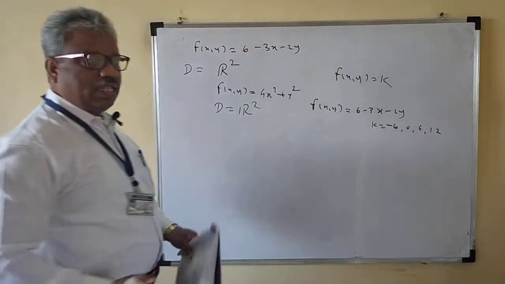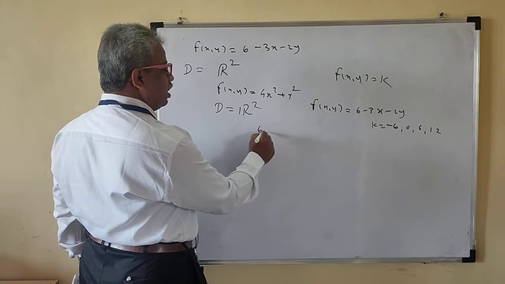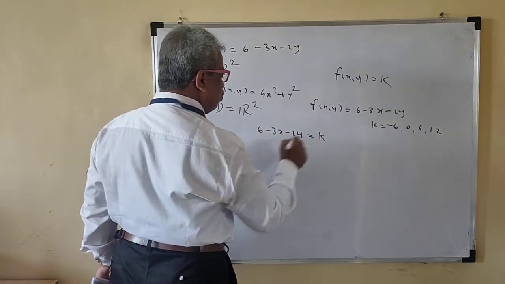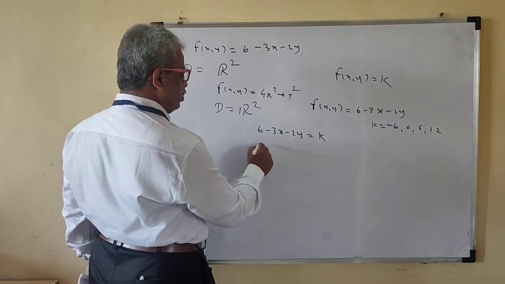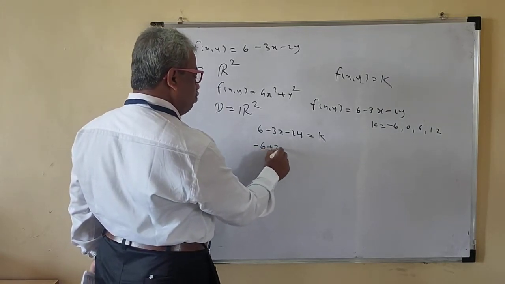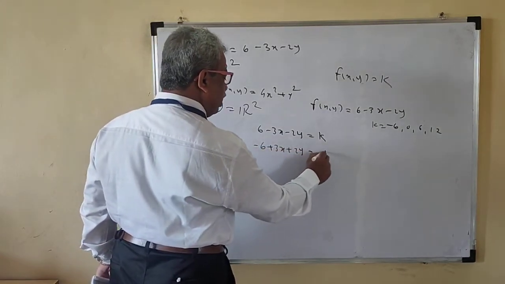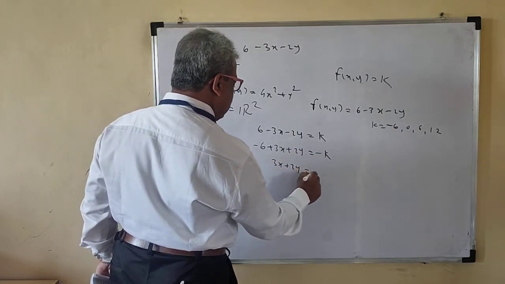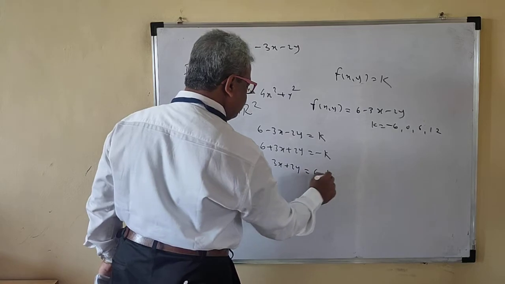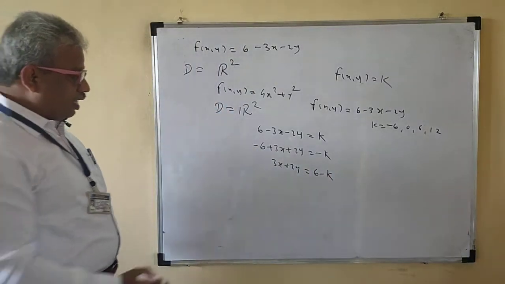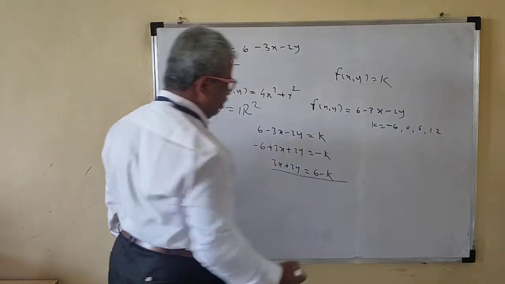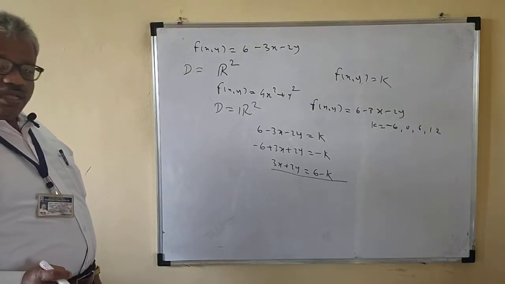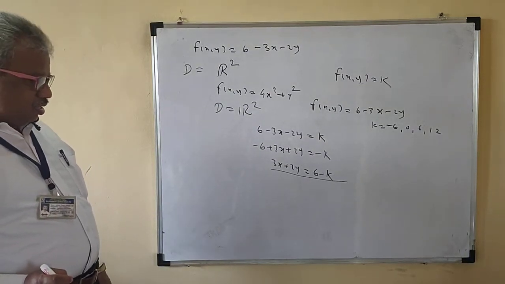Okay. So how to find the level curve? What we have to do is take 6 minus 3x minus twice y equal to k. So this is minus 6 plus 3x plus twice y equal to minus k. That means 3x plus twice y is equal to 6 minus k. So what is this? This is a straight line. A linear function of x and y is nothing but a line.